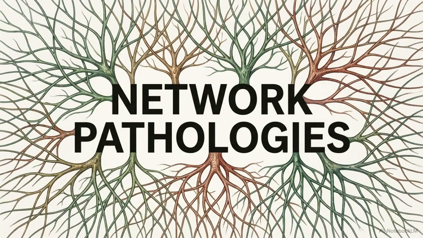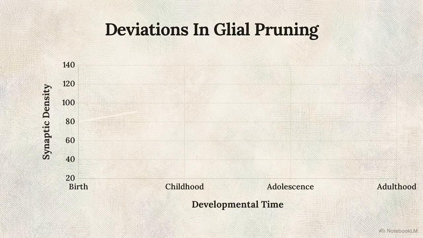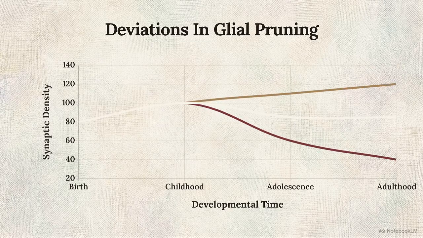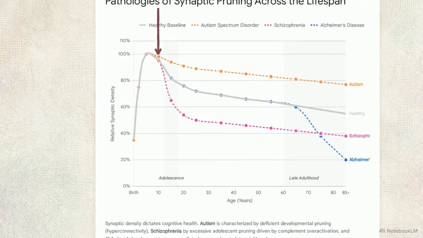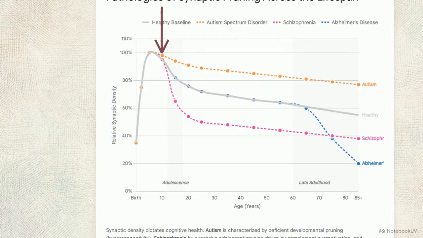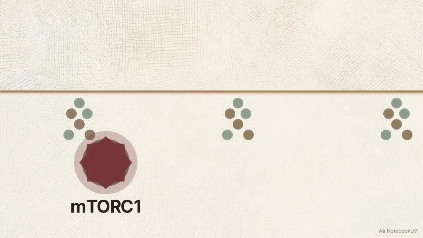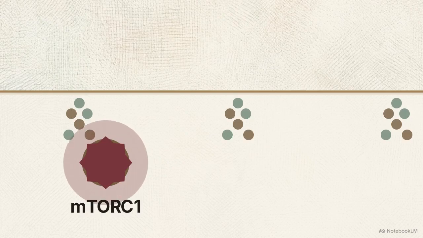Modern research identifies many severe psychiatric diseases as connectopathies. These conditions arise when the absolute magnitude or timing of glial pruning deviates from a healthy baseline. This lifespan graph plots relative synaptic density, mapping 3 major pathologies directly against a healthy baseline. Looking at the early childhood developmental window, the orange curve identifies autism spectrum disorder. Functionally, this represents a state of pathological underpruning. The molecular driver is often linked to hyperactive mTORC1 signaling.